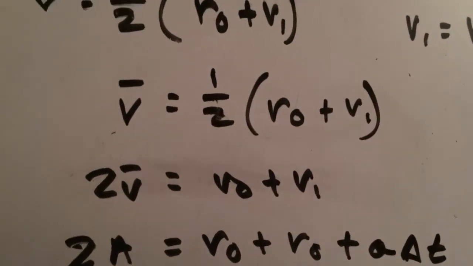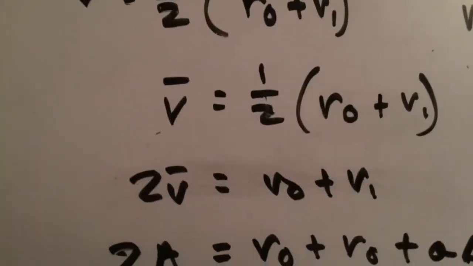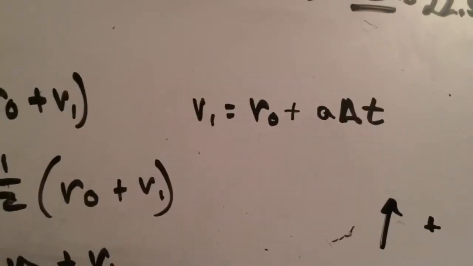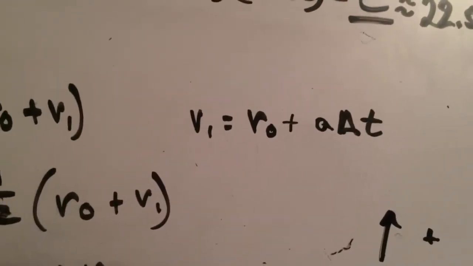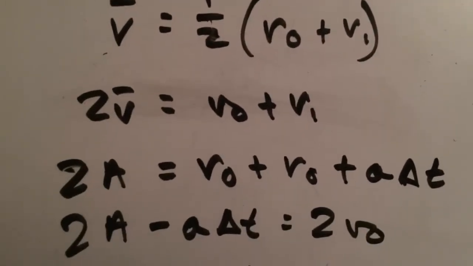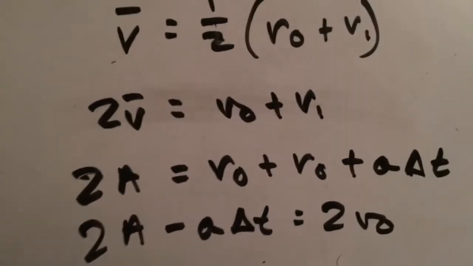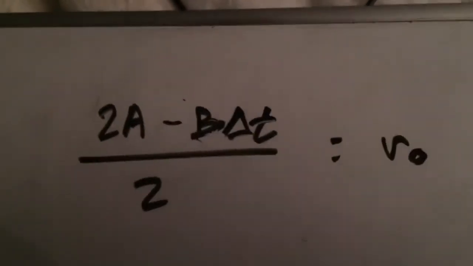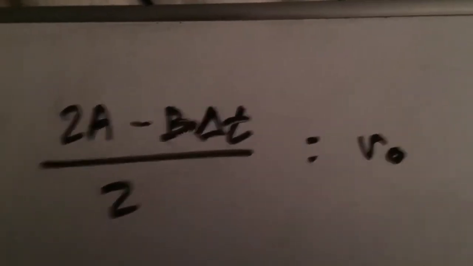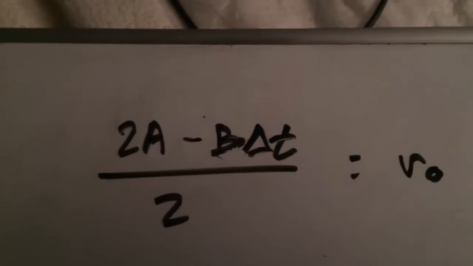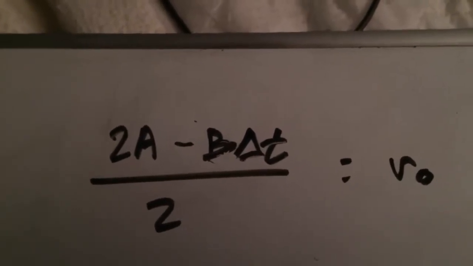I substituted the letter A, remember, which is our average speed, for our average velocity. Then I'm going to substitute V0 plus a delta t for our final velocity. Simplifying and rearranging, solving for initial velocity, you get this equation. B has been substituted for the magnitude of the acceleration due to gravity. Now remember, the acceleration due to gravity is in the negative direction.